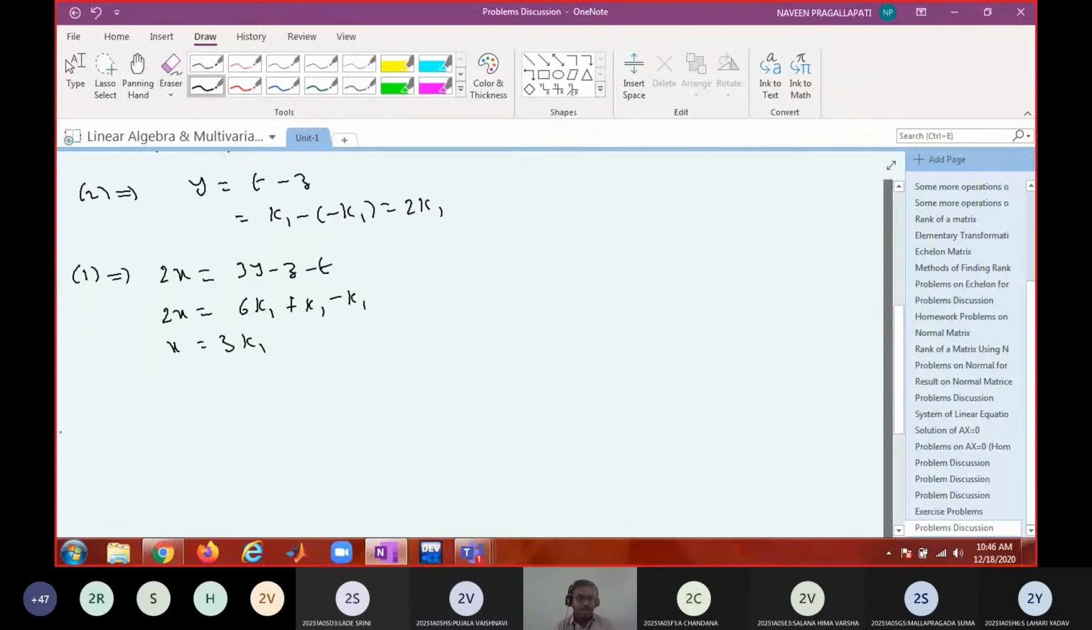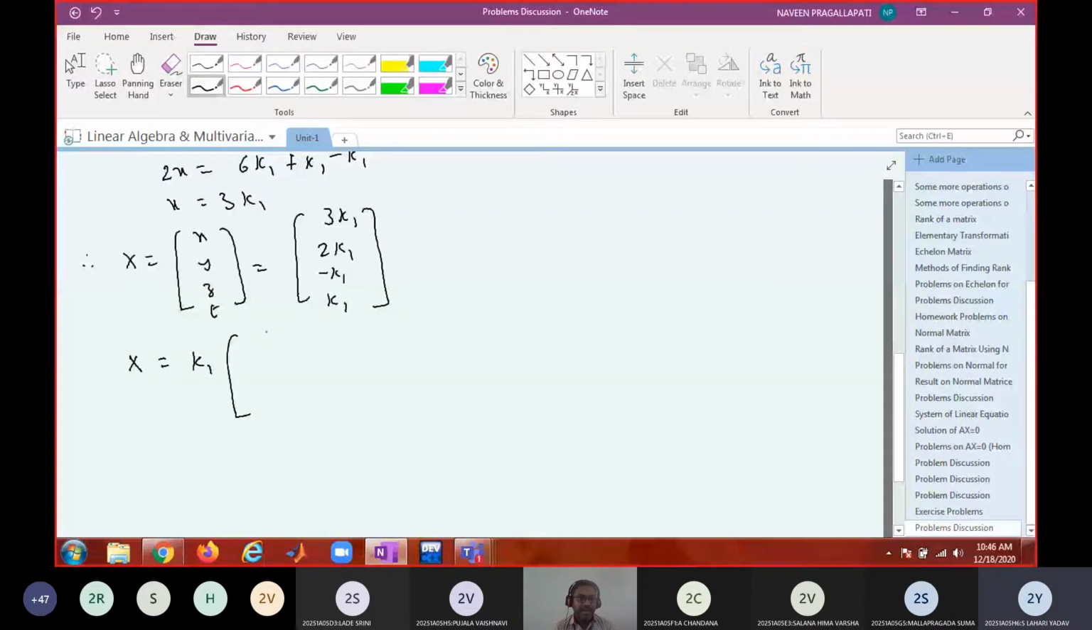Therefore, what is your solution? Therefore, x, y, z, t equal to 3k1, 2k1, minus k1, k1. Therefore, what is x? X equal to k1 into the vector 3, 2, minus 1, 1.